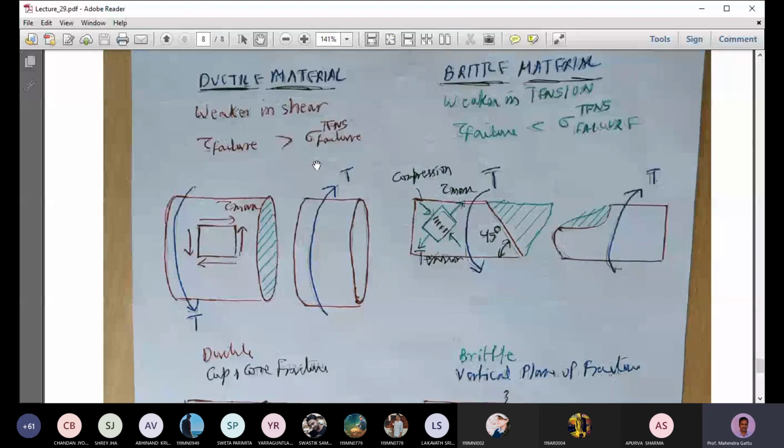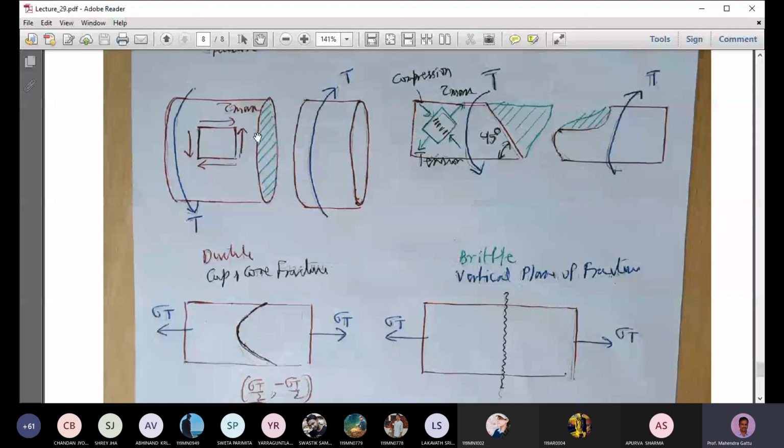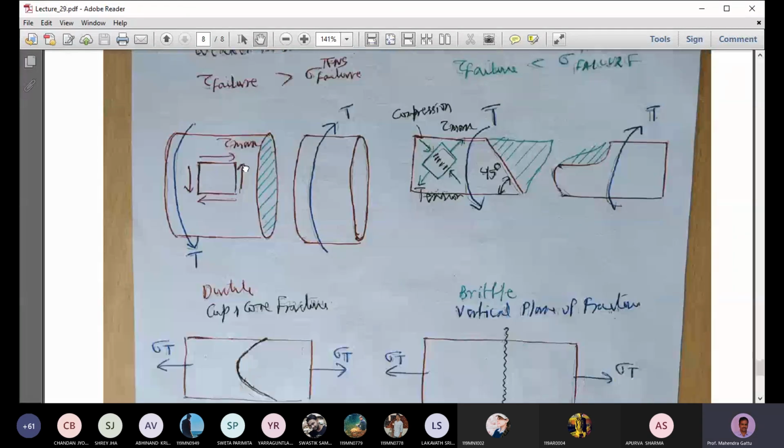Anyway, let's look at that. We have a metal here, and we are twisting the metal. Since the metal is ductile, what will happen? Will the tensile stress be less, or is the tensile stress more? I don't know.